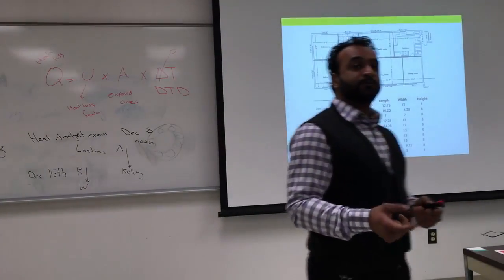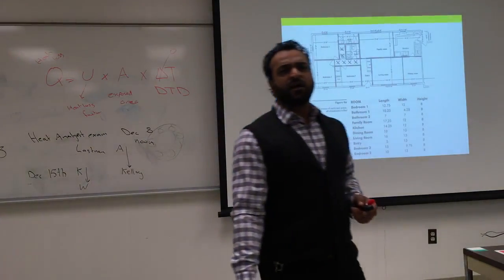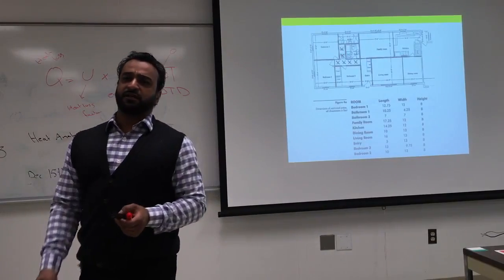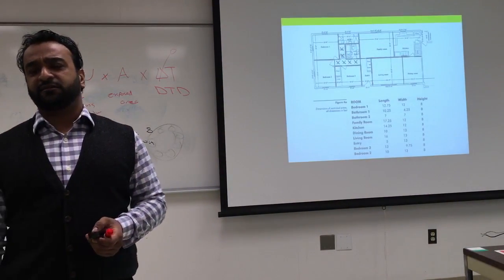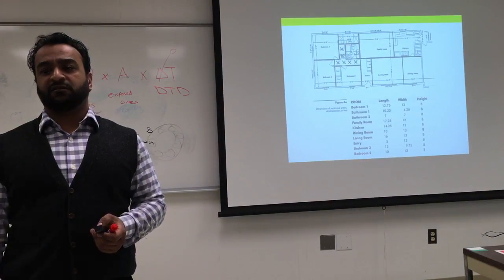How thick is the gypsum board? What's on the outside? Carlos, how much does it cost to put the sheeting on the outside? Siding? Yeah, siding. It's $175 per square.